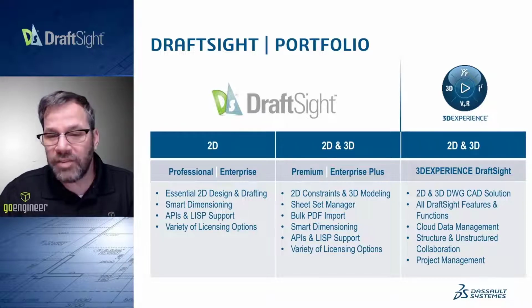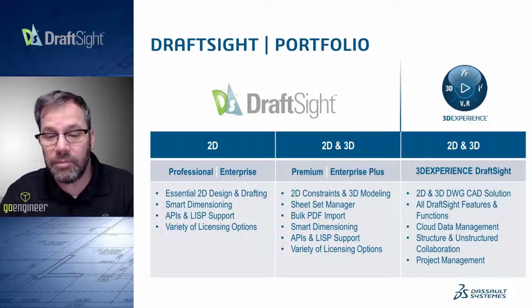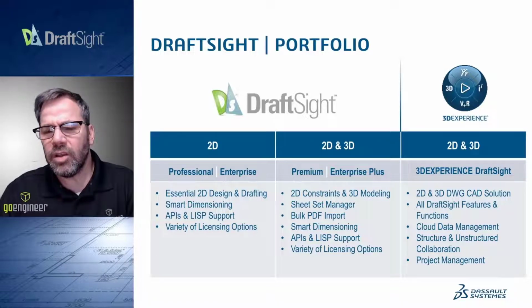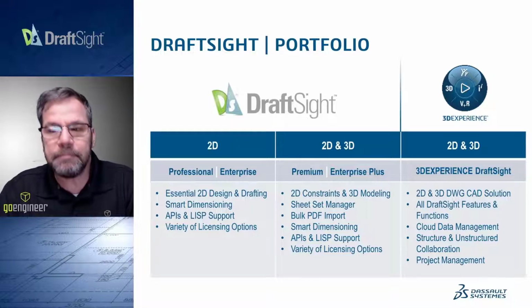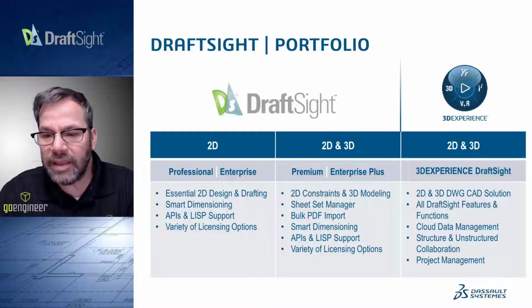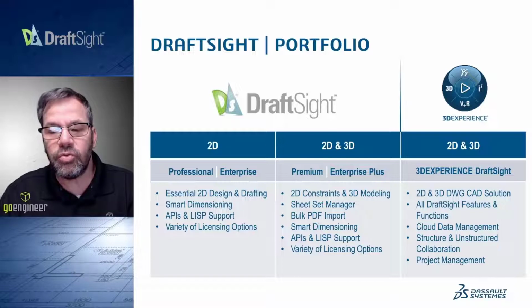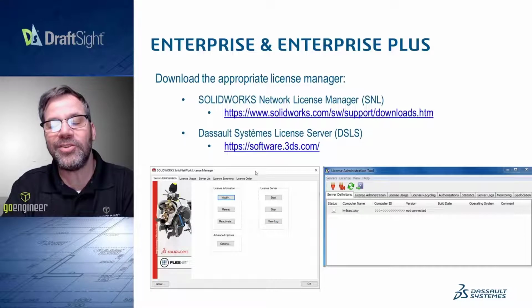Now, with DraftSight Premium or Enterprise Plus, you're going to get all those tools, including a bulk PDF import and some other tools or add-ins. Then with the 3D Experience DraftSight, you're going to get all the 2D and 3D tools. You're going to get all the features and functions that are typically included with what we'll say the Enterprise Plus package, but you'll also get cloud management through structured or unstructured collaboration tools, as well as project management tools, which is actually pretty cool.